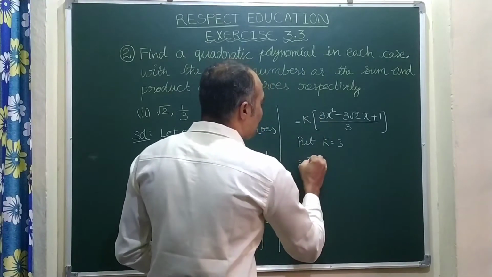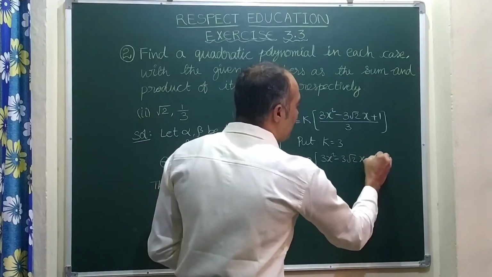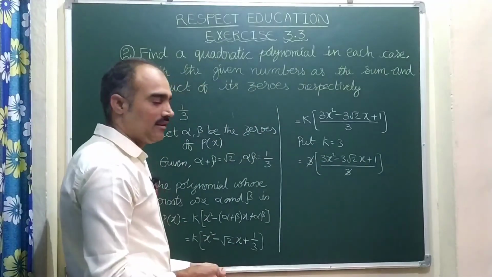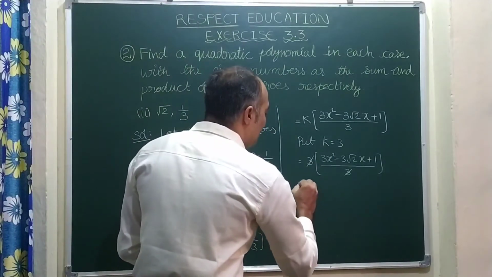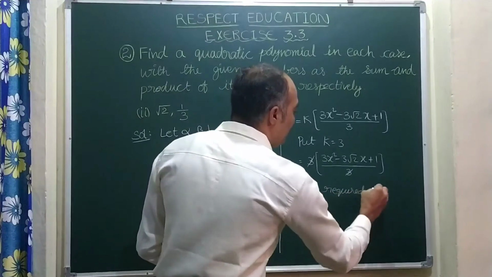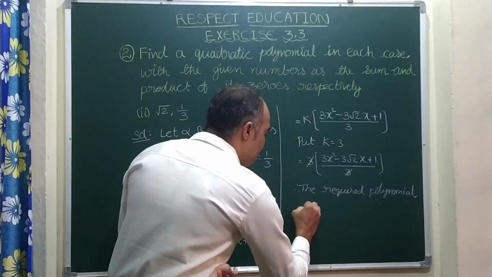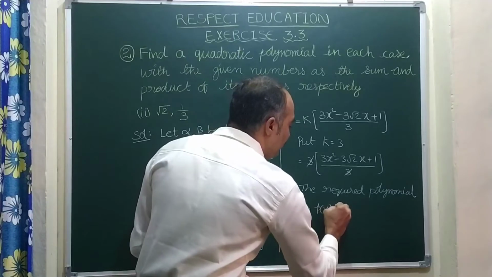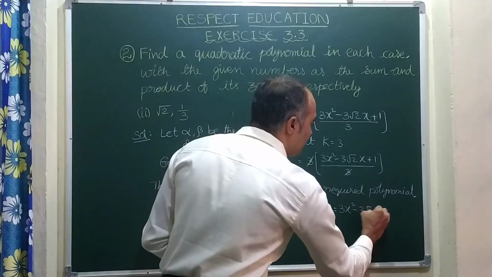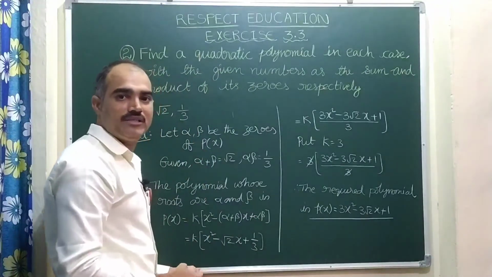Then what happens? 3 into 3x square minus 3 root 2x plus 1 by 3. Here you see 3 get cancelled. Right? Therefore the required polynomial is p of x is equal to, here you see 3x square minus 3 root 2x plus 1. This is the required polynomial for the second bit.